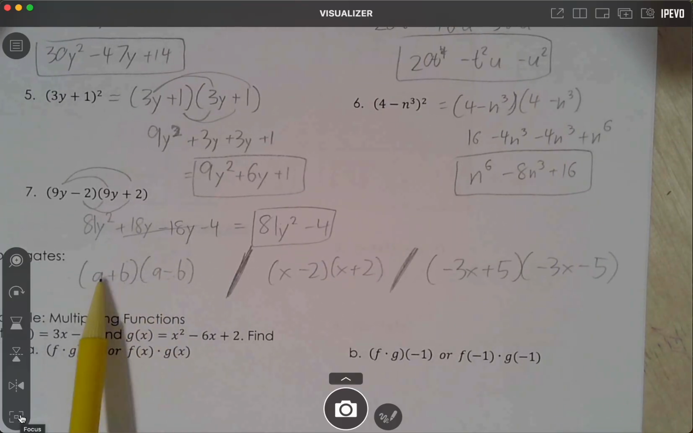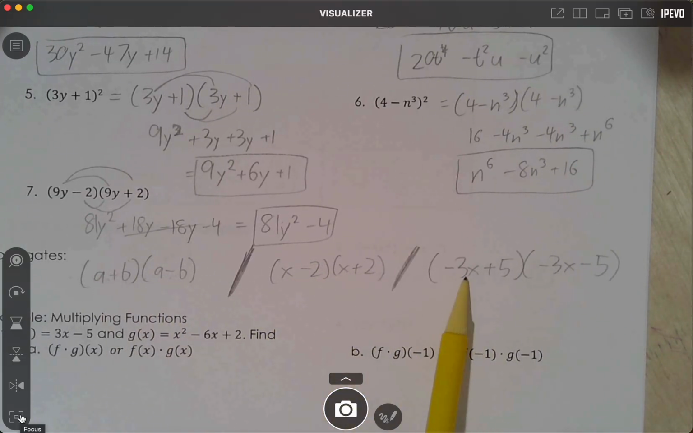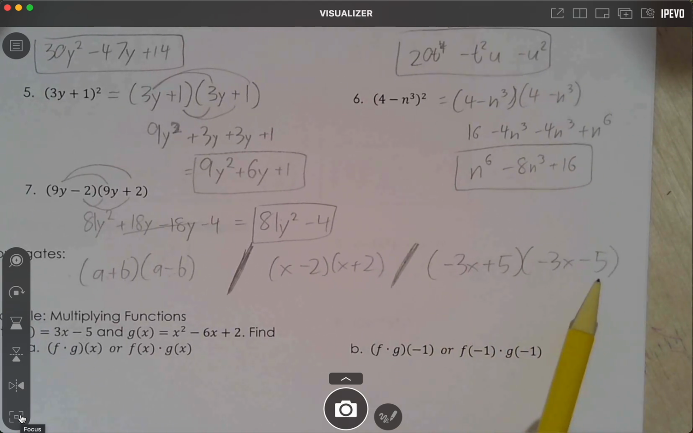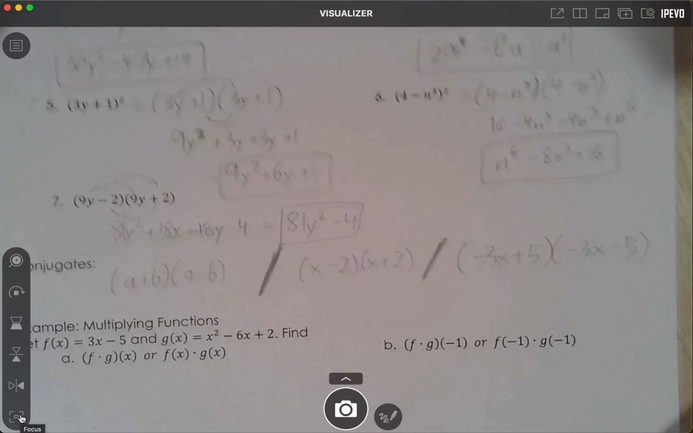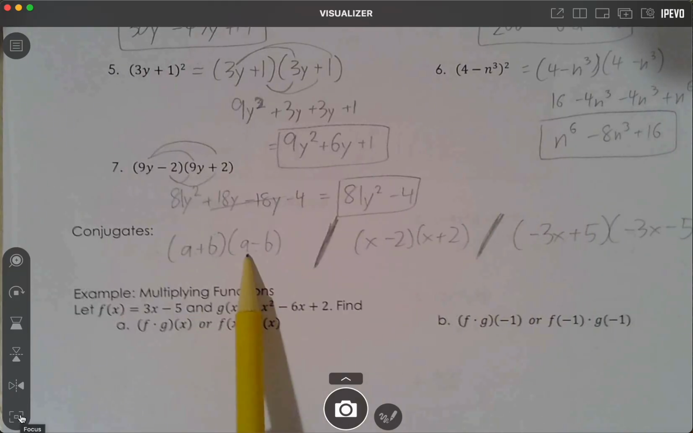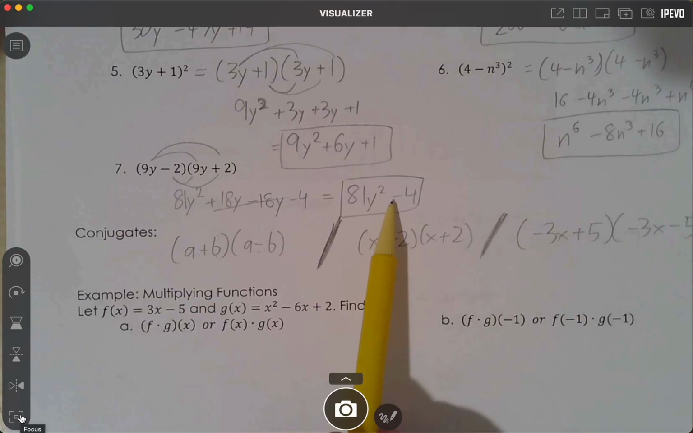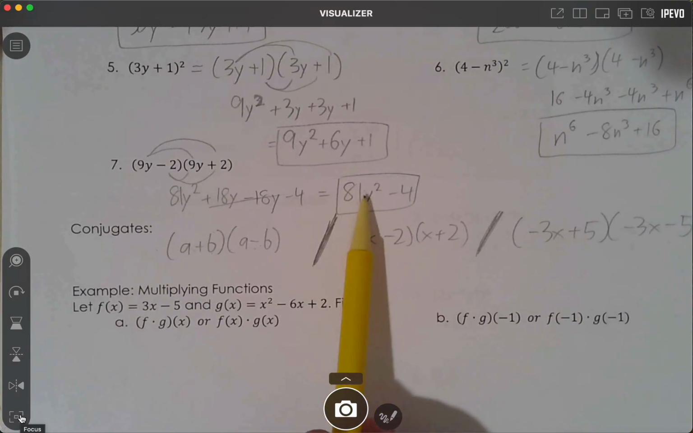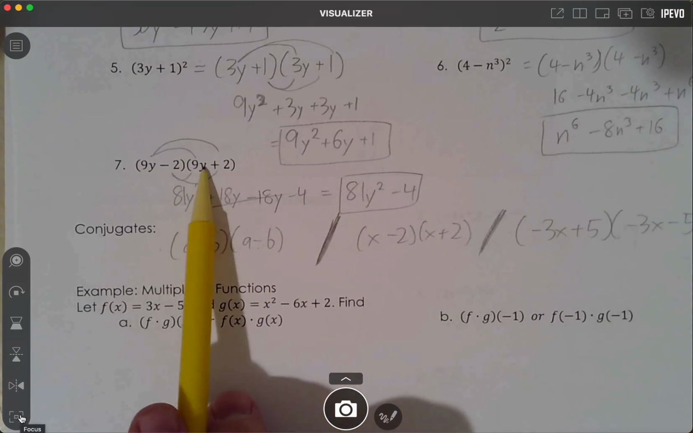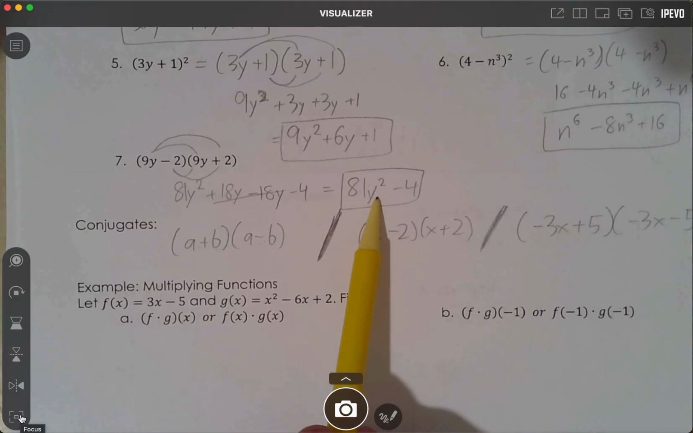See, if the a was positive, it stayed positive. If the x was positive, it stayed positive. But if my negative 3x is what starts, then negative 3x is what still starts. It's just the sign in between that switches. And the most important thing about conjugate pairs is this behavior. Look at what you get after you FOIL out conjugate pairs. You get, we have a name for it, differences of squares. See, 81's a square, y is a square, and 4 is also a square. So when you FOIL conjugate pairs, you get a difference of squares.